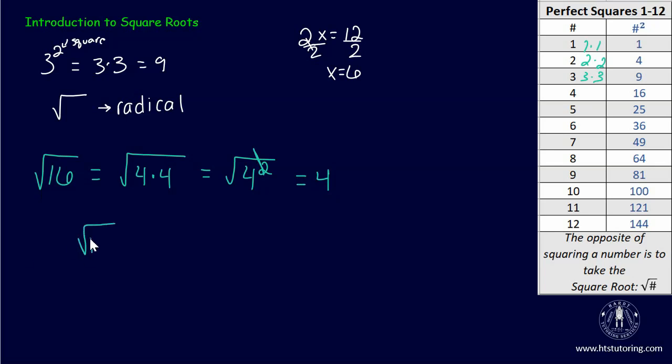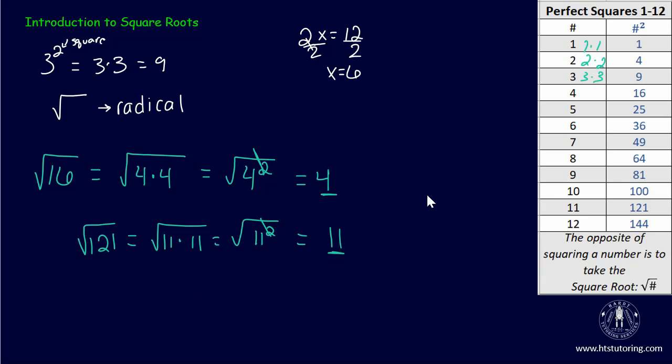Now what if I had the square root of 121? What number times itself equals 121? 11. 11 times 11, or the square root of 11 squared. Square root and a square do what? They cancel. And so I'm just left with 11. The square root of 121 is 11. So with the perfect squares, it works out nicely. I'm going to get a nice whole number.